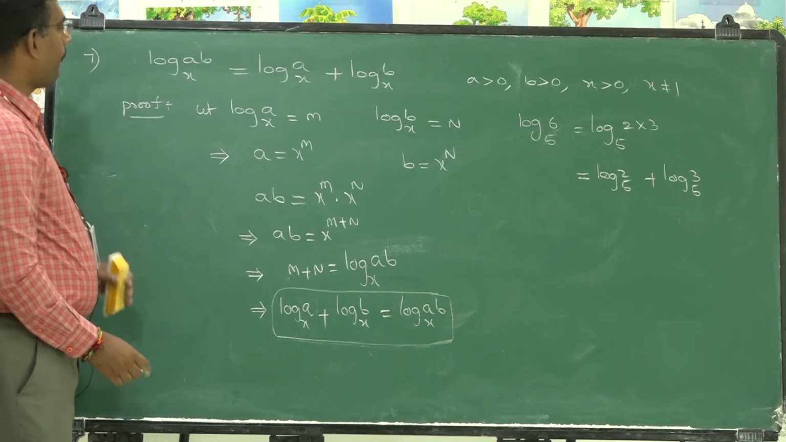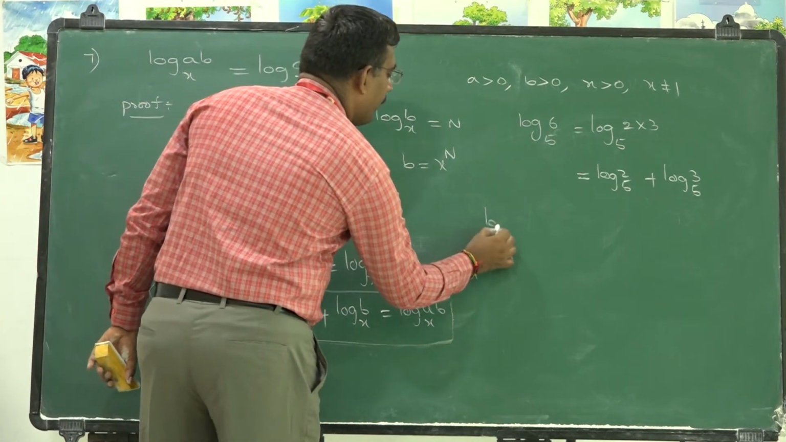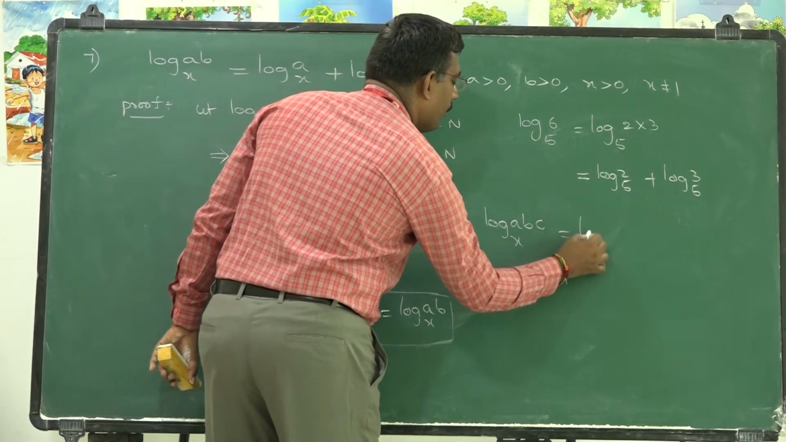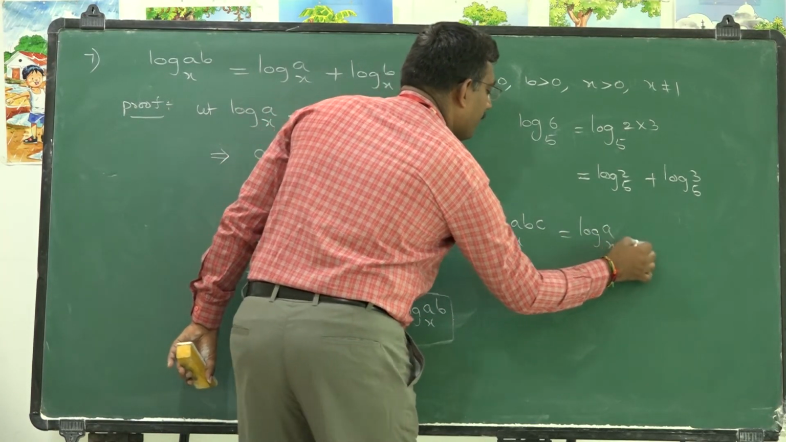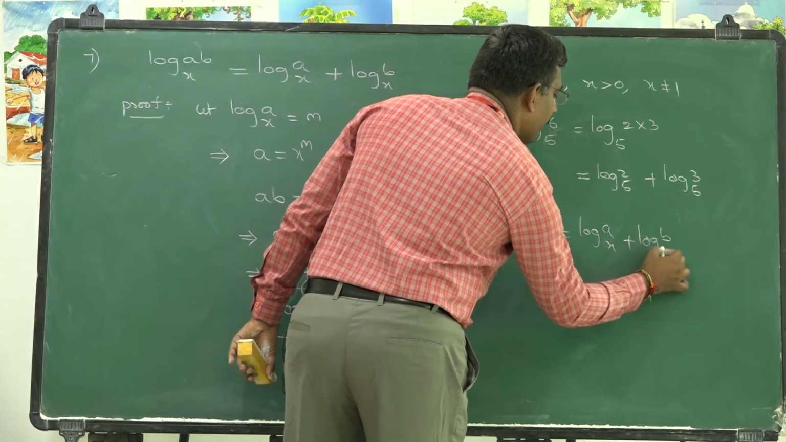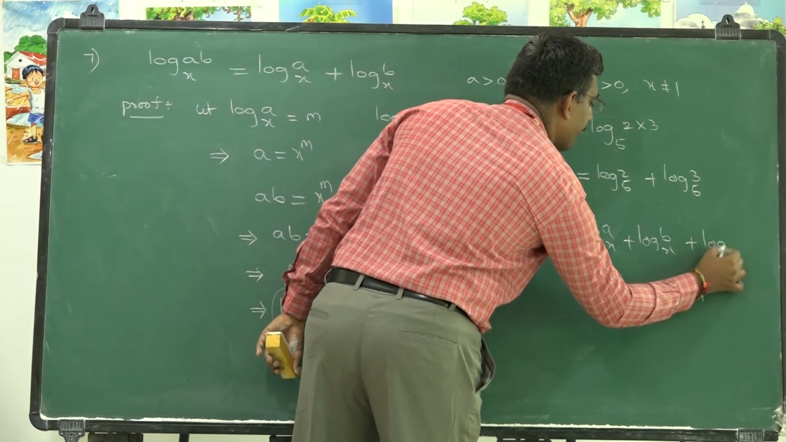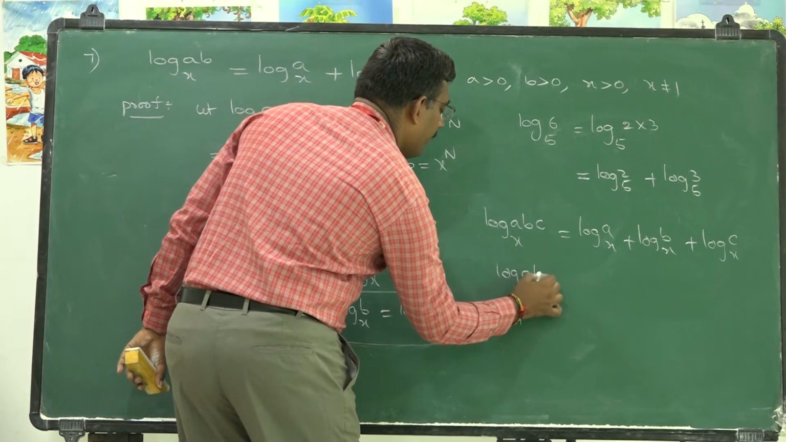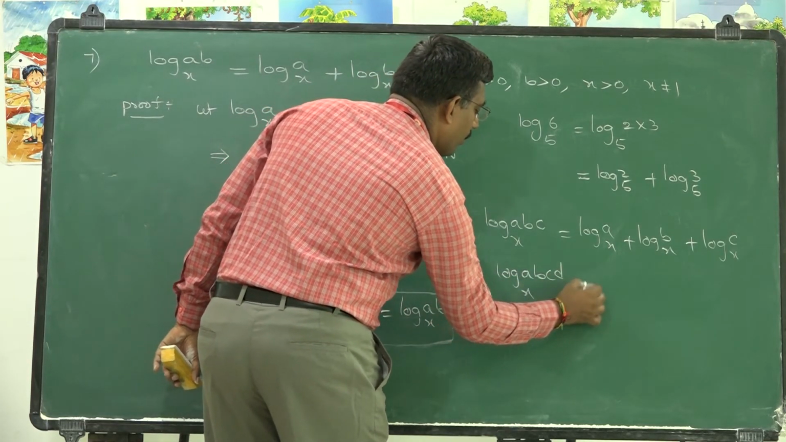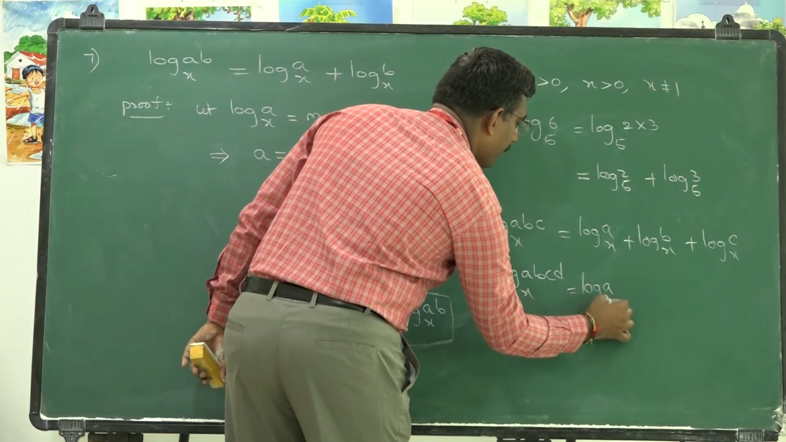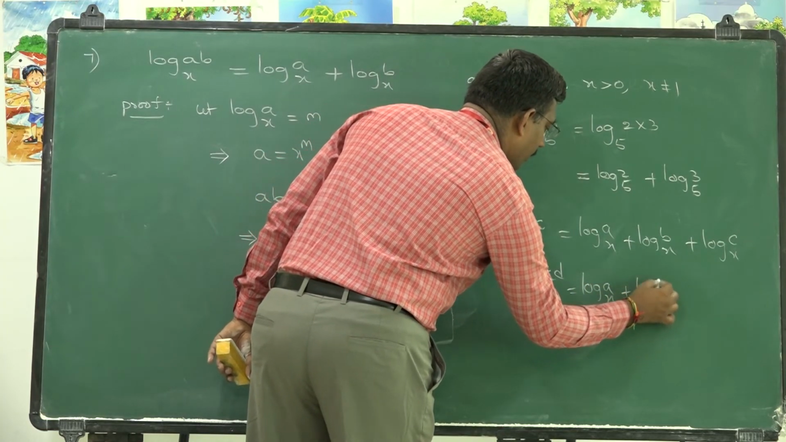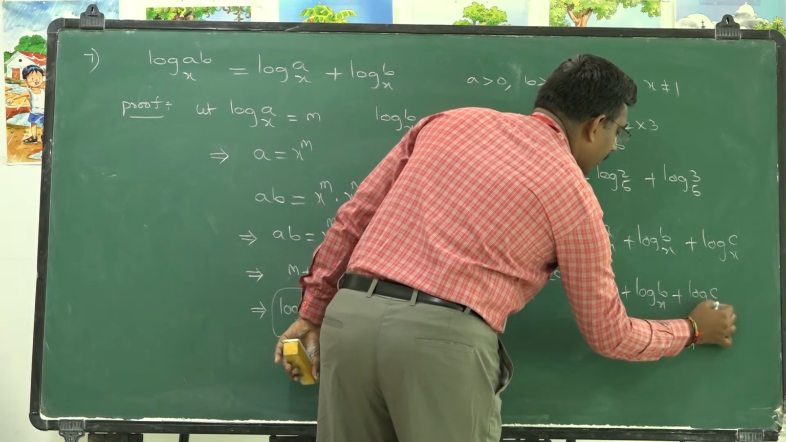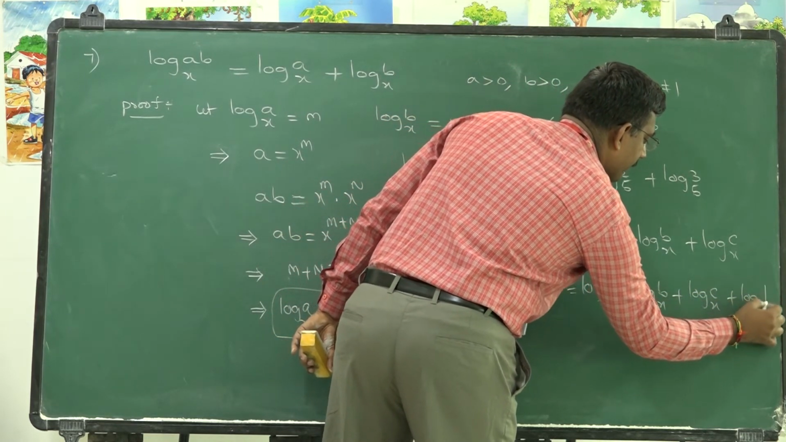For example, log ABC base x is equal to log a base x plus log b base x plus log c base x. For example, log ABCD base x is equal to log a base x plus log b base x plus log c base x plus log d base x.